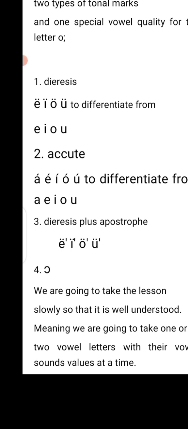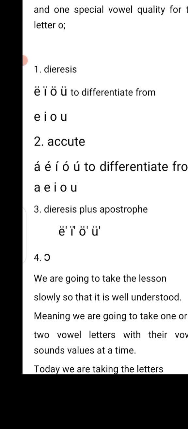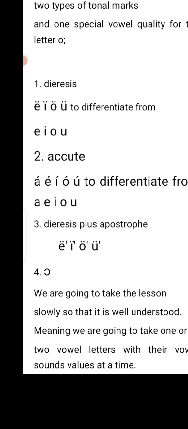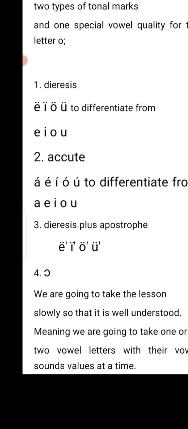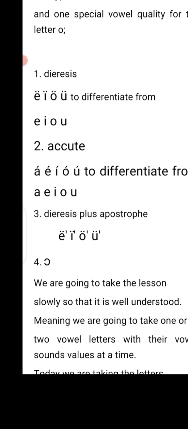Those are the 2 dots put on top of a vowel letter, as seen in this one. We have A, then E, then E, then U, to differentiate from the normal A, E, O, and O.